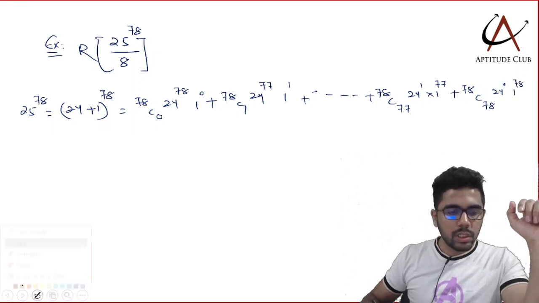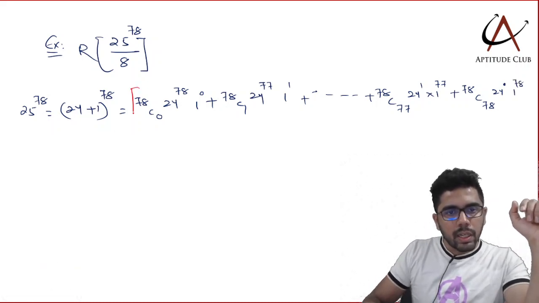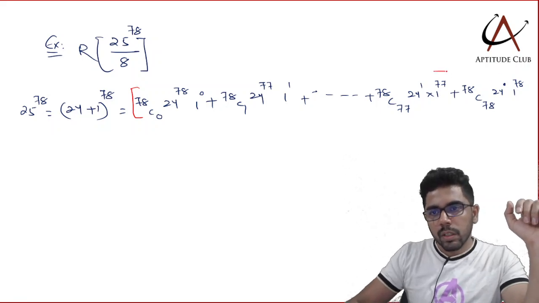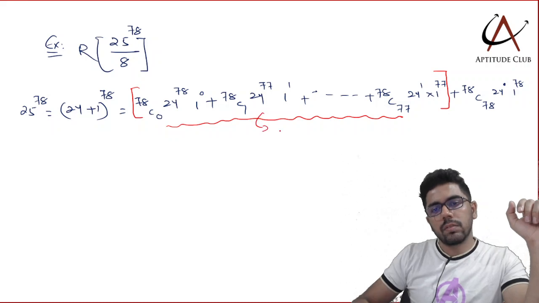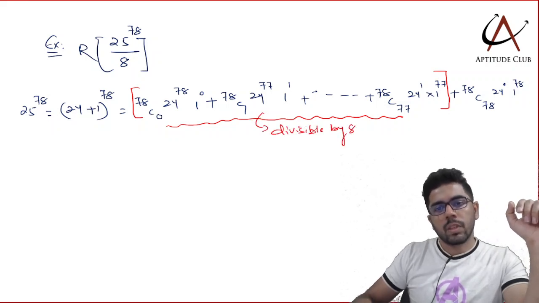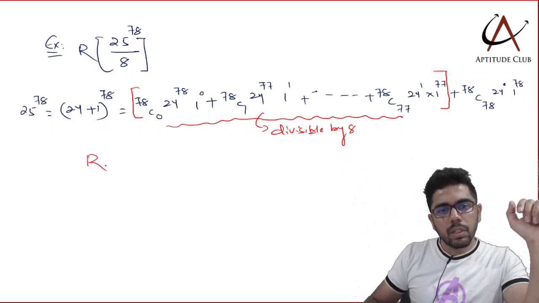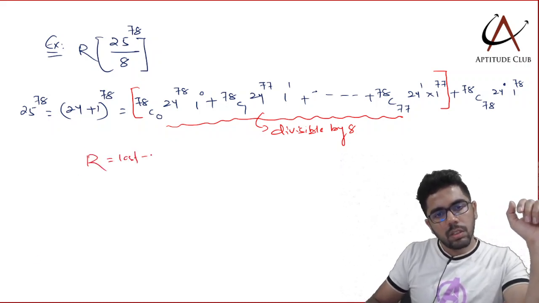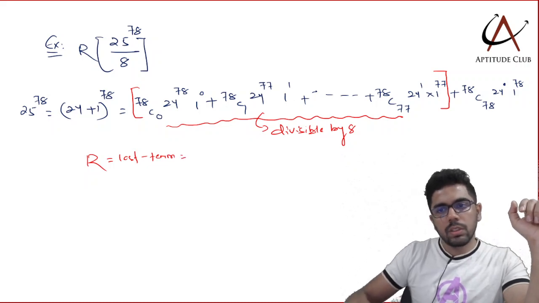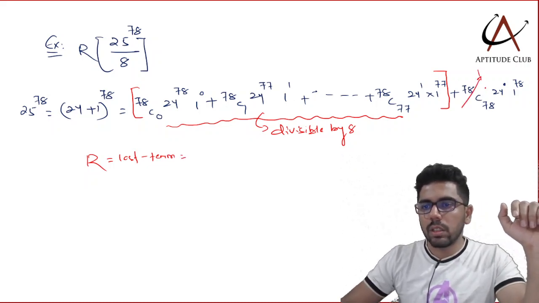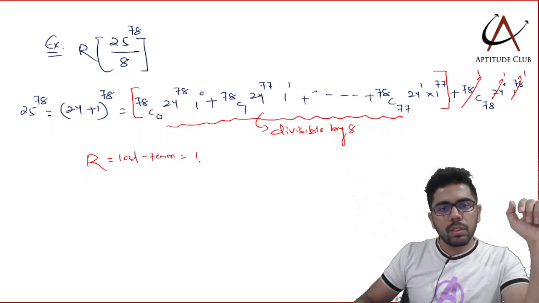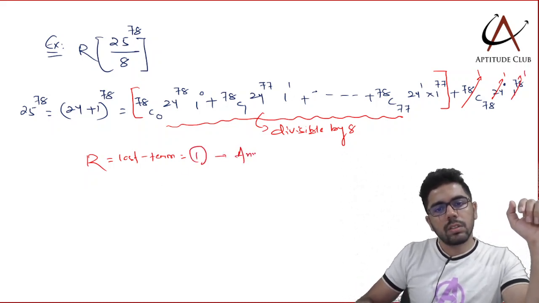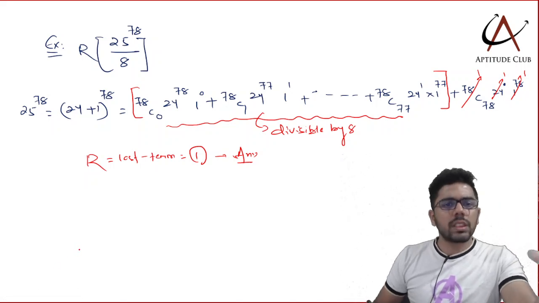So यहाँ पे again you see that in every term I have a 24. All these terms will be divisible by 8. So the remainder will only come from the last term. And what is the last term? 78c78 is 1, 24 to the power 0 is 1, and 1 to the power 78 is 1. So my remainder is 1. This is the answer. This is how binomial theorem is used.